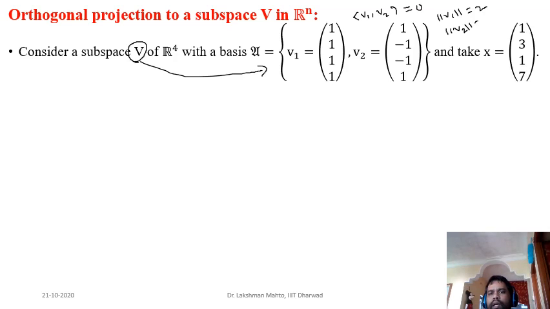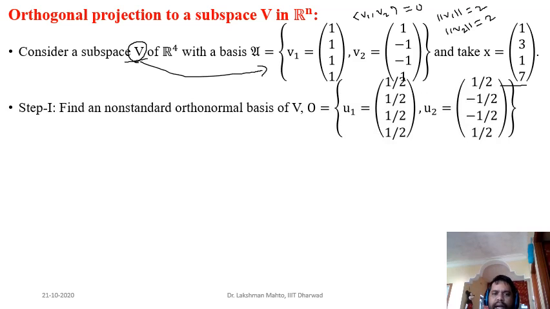And here your task is that you have to project this vector x, having coordinates 1 3 1 7, onto the plane V spanned by these two vectors. So your first step would be to get an orthonormal basis, but this one is not an orthonormal basis. This one is an orthogonal basis but not an orthonormal basis. So how can you get an orthonormal basis?